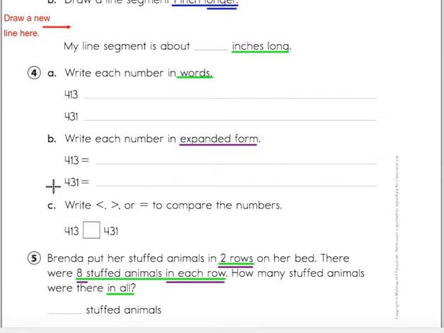Nice. We're once again using 413 and 431, but you need to compare these numbers and write greater than, less than, equal to in this little box. Remember, for my visual learners who may be having a problem with this, remember the trick I taught you about setting one number on top of the other so we're not tricked.